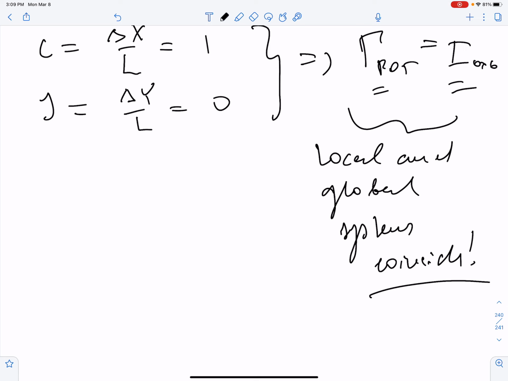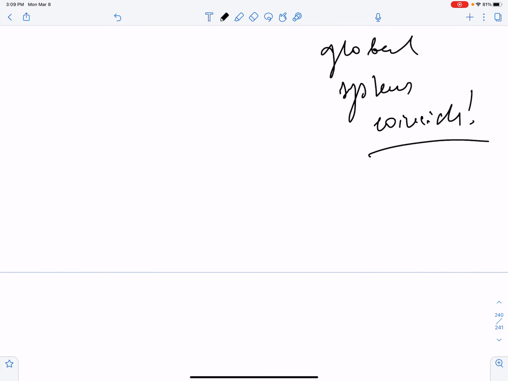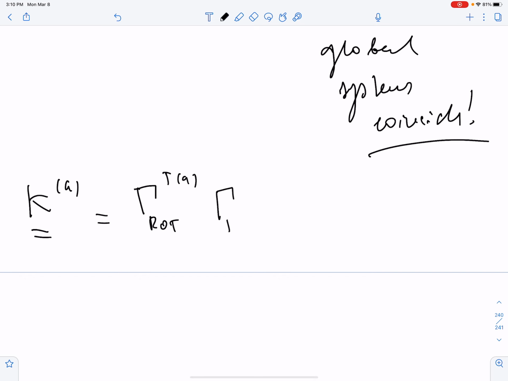Okay, good. All right, so then what about the K for element A? It's gamma ROT for A, gamma RBM transpose, also for element A. Note that the RBM gamma was the same for all elements in the case of the truss. In our case, gamma RBM depends on the length. There are entries in that matrix that are proportional to the length inverse, and so it will depend on the element. Very important.